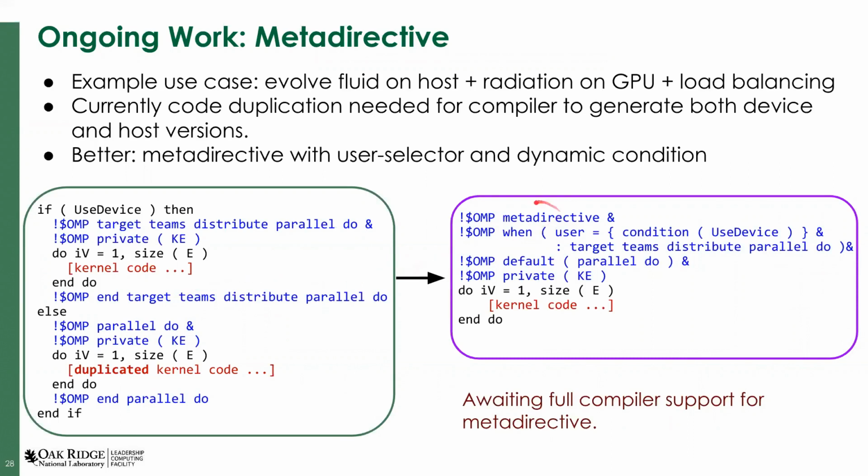So in this metadirective, we can do something like where user condition use_device, then you do target teams distribute parallel do, otherwise you just use parallel do. Again, this is in 5.1, and support for this is just right now coming in with compilers, and this is something that we continue to test and work with our compiler partners to test these features. So this will avoid the kernel duplication that's currently happening in our code on the left.